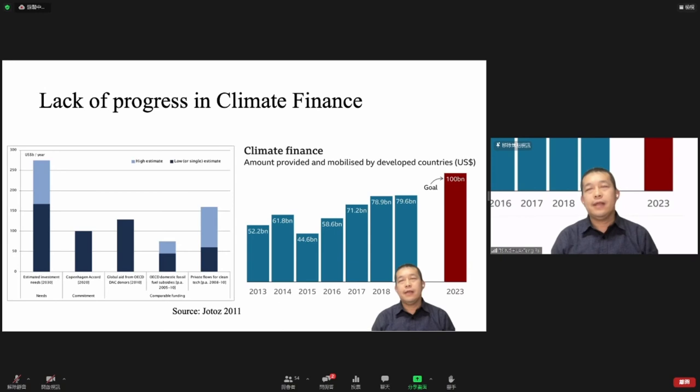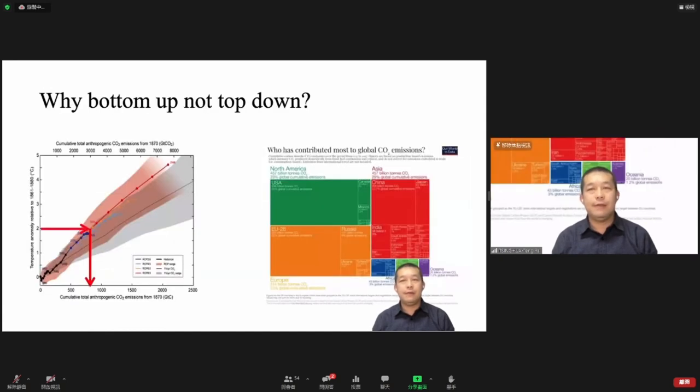There is a gap between the financial provision and the target. And there is also a huge gap between the $100 billion target and the $250 billion needs, and even the $1 trillion needs. And so I believe that is the focus of future climate governance, the progress or provision of climate finance. And then I will spend a little time discussing why bottom-up, not top-down.